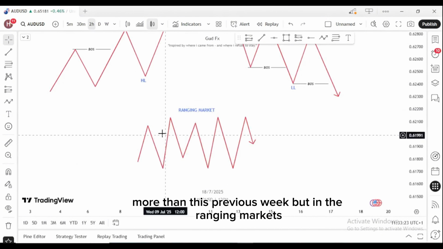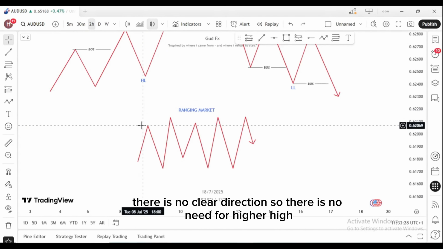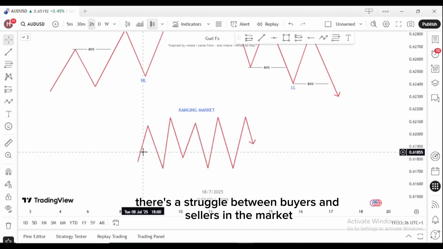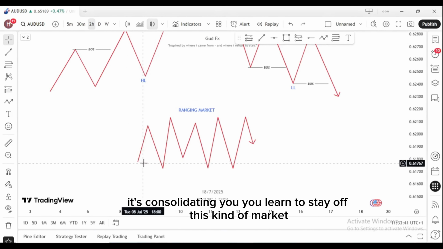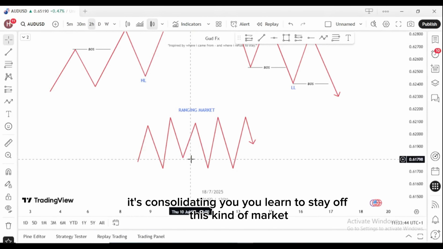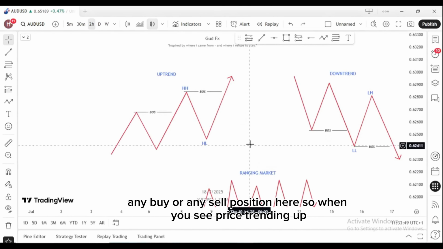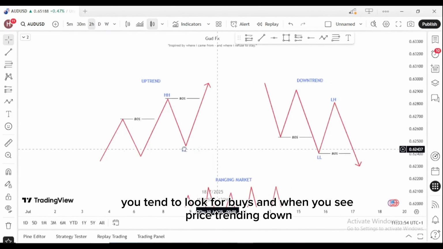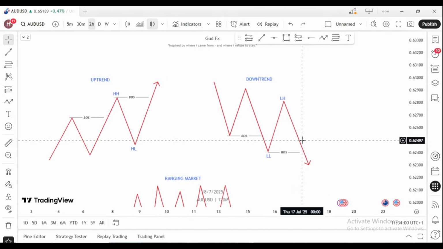But in the ranging market, there is no clear direction. So there are no clear higher highs, higher lows, lower lows, or lower highs. There's a struggle between buyers and sellers in the market. In this type of market, it's consolidating. You learn to stay off this kind of market. You do not engage in any position, any buy or any sell position here. So when you see price trending up, you tend to look for buys. And when you see price trending down, you tend to look for sells.